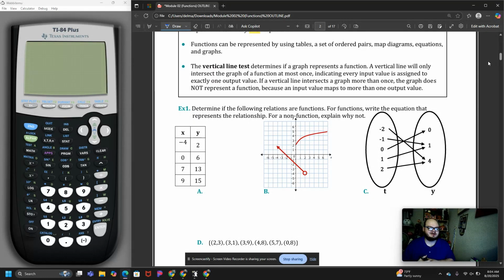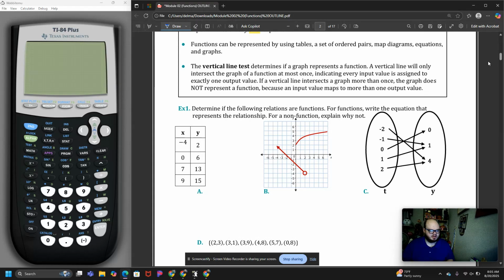So the vertical line test determines if a graph represents a function. A vertical line will only intersect the graph of a function at most once, indicating every input value is assigned to exactly one output value. If a vertical line intersects a graph more than once, the graph does not represent a function because an input value maps to more than one output value.